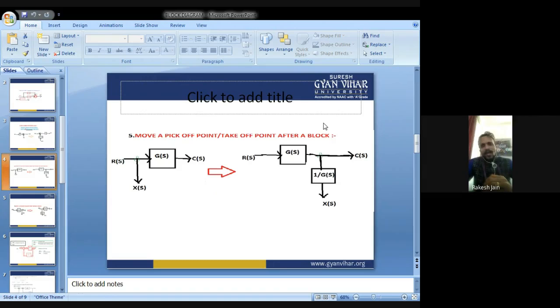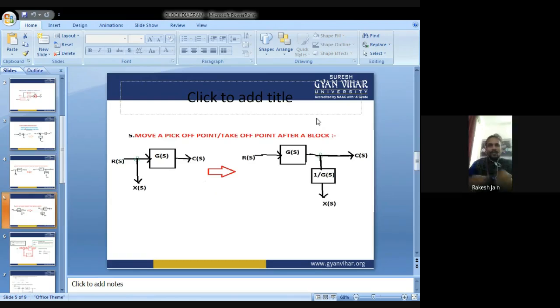For example, here R(s) is the input, C(s) is the output, gain of that block is G(s), and we wish to move that pick off point, which is related with X(s), to just after the block. Then what will happen? The gain of that block, which was G(s), now comes in reciprocal manner. So R(s) is the input, C(s) is the output, G(s) is the gain, and 1 upon G(s) will be included with that branch, because we wish to move the pick off point from before the block to just after the block.